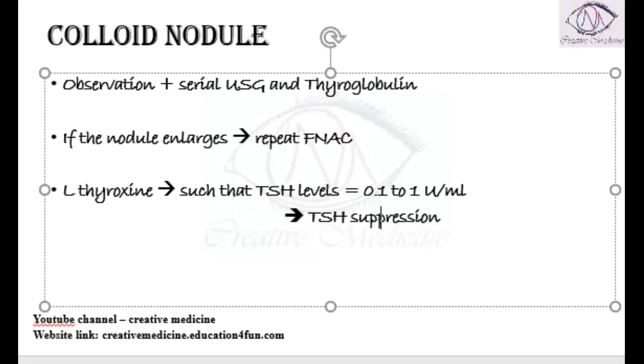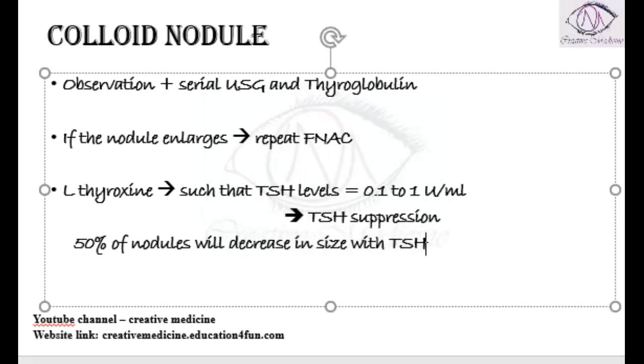Whenever there is TSH suppression, almost 50% of the nodules will decrease in size. They will decrease in size with this TSH suppression. That is, if you give L-thyroxine in the dosage such that TSH levels are 0.1 to 1 units per ml, this treatment will regress almost 50% of nodules, and this is most effective if the nodule size is less than 3 centimeters.